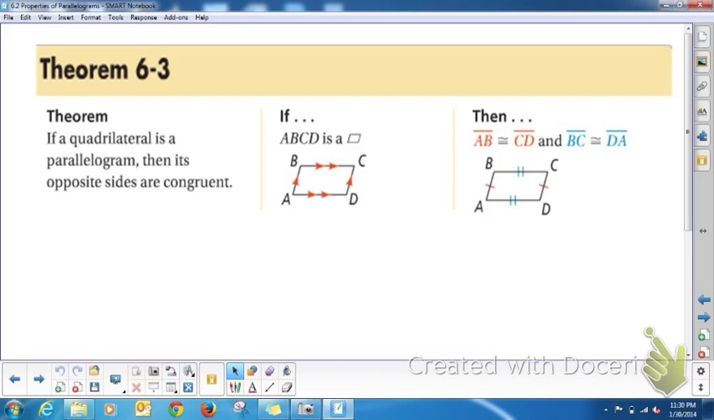Theorem 6.3. If a quadrilateral is a parallelogram, then its opposite sides are congruent. So if ABCD is a parallelogram because you know these opposite sides are parallel, then you know those opposite sides are also congruent.